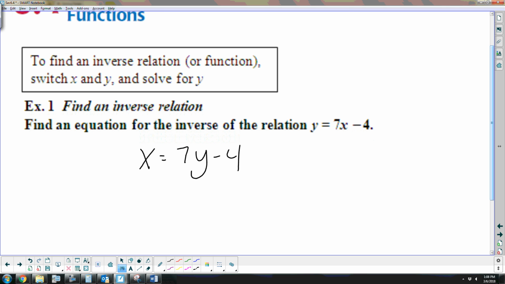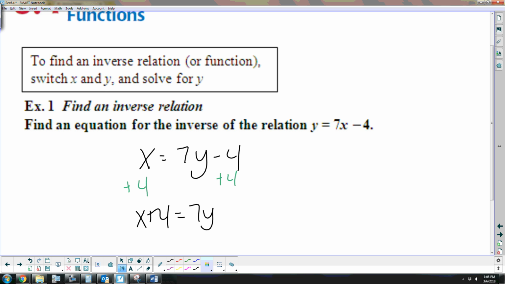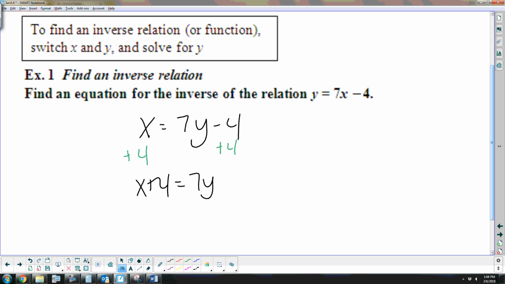So to do that, we're going to add 4 to each side. And that gives us x plus 4 equals 7y. And then we're going to divide both sides by 7. And then we have y equals x plus 4 over 7.